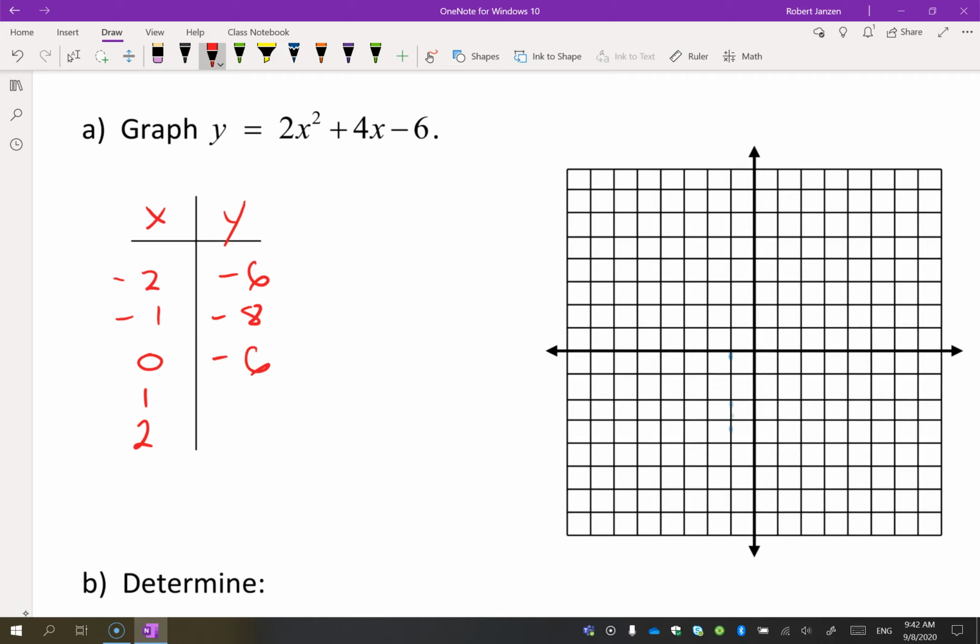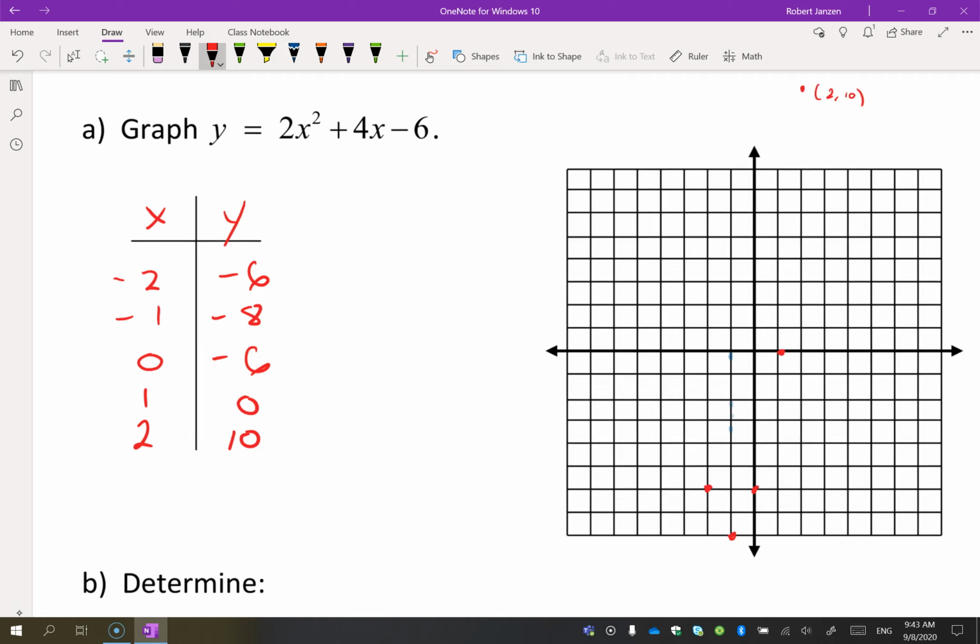If I put in a 1, it's going to be 0. If I put in a 2, I get 8 plus 8. Okay, so let's plot these points. (-2, -6), (-1, -8), (0, -6), (1, 0), and 2. Well, that's going to be off the chart here.